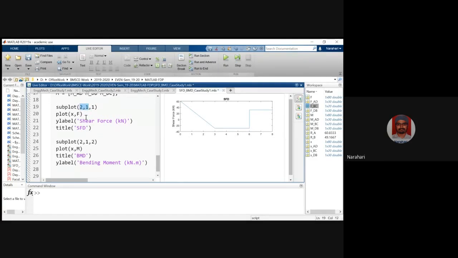So there are 2 rows, 1 column, out of which this is the first window, the first sub window you can say. Similarly, this is same 2 cross 1, 2 rows, 1 column, and this is the second sub window. So now if I run this, yeah, so this is the bending moment diagram for the shear force, for the given beam.